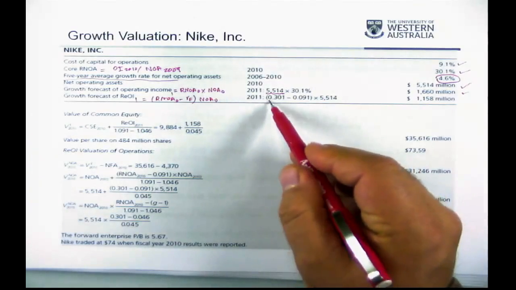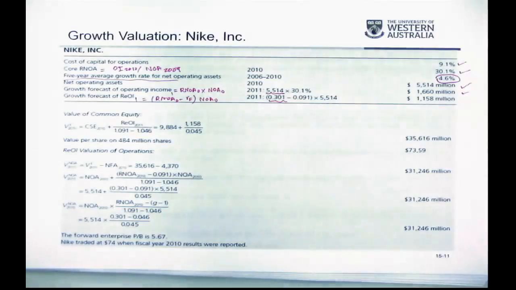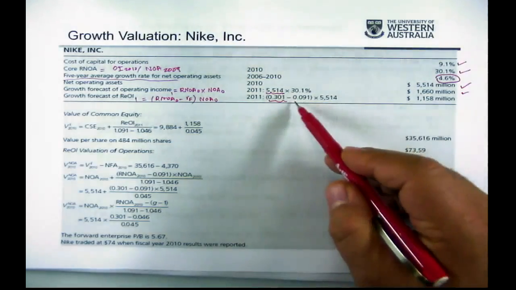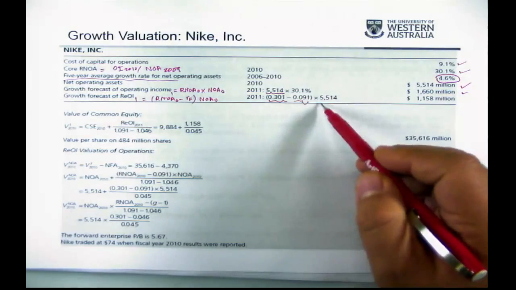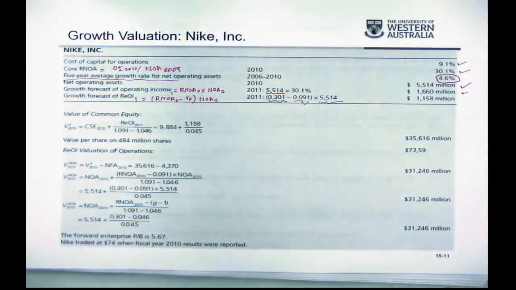So this is the return on net operating assets for 2010. This is the cost of capital. The difference is multiplied by the net operating assets for 2010. This will give us the residual operating income for 2011. Okay?